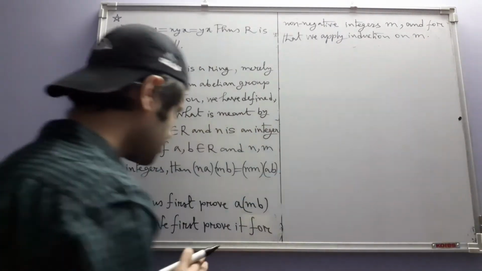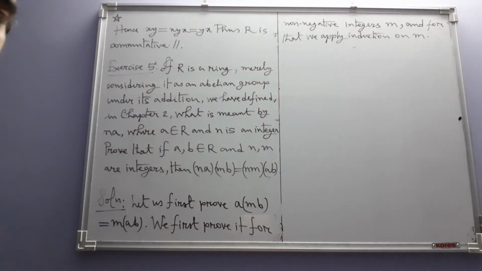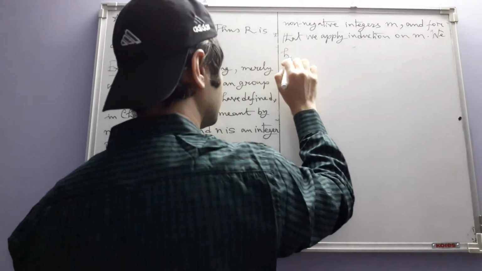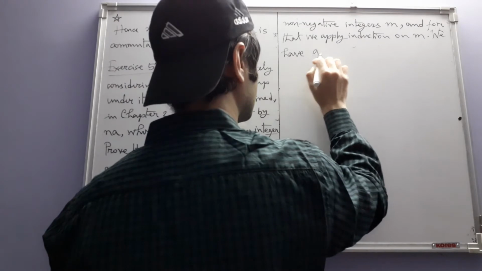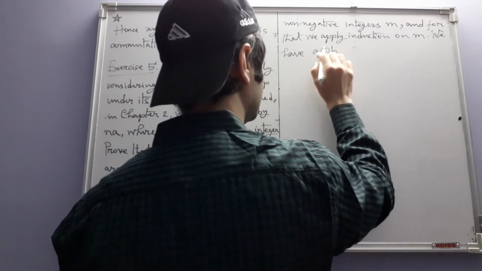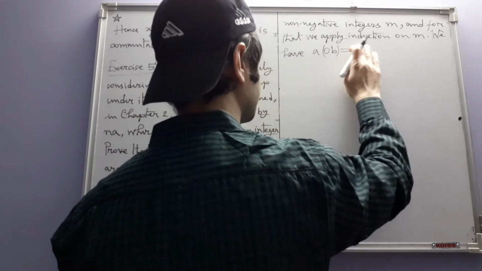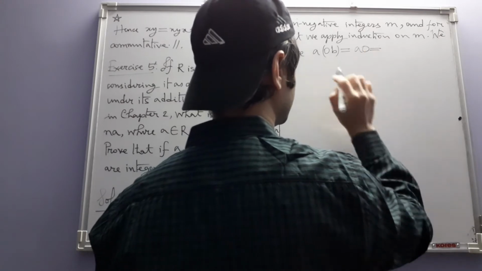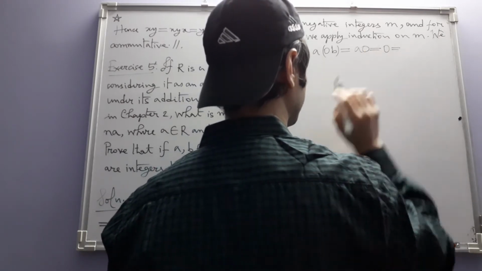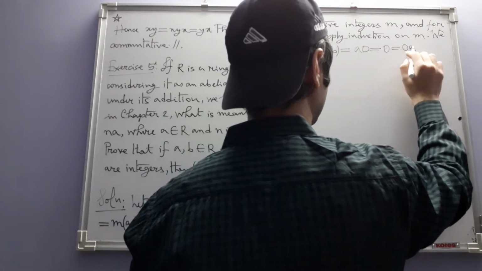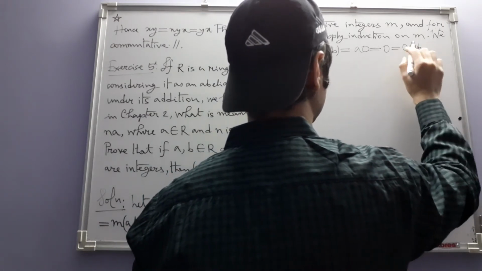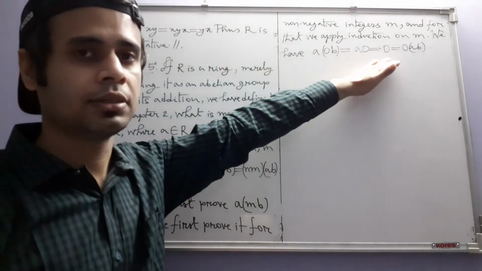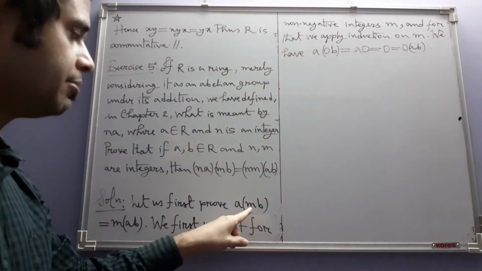So our first value of m is m equal to 0. We have a times 0b. Let me first write the steps and I will justify them. a times 0b is a0, which is equal to 0, which is equal to 0ab, and that's it, 0ab. Okay, so what is it that I have done here? You see, now our m is 0.